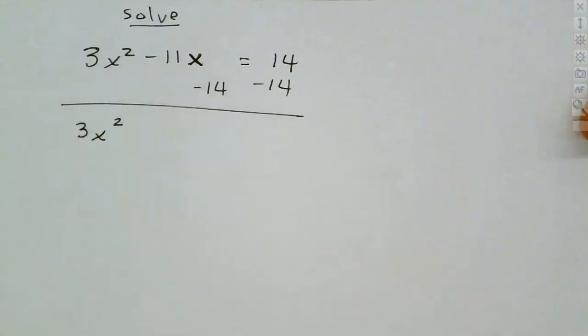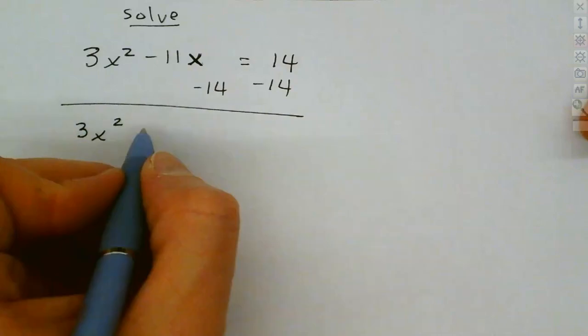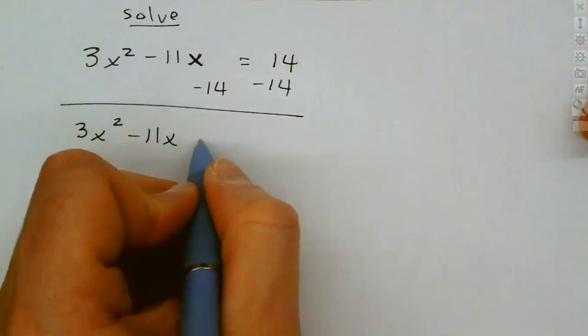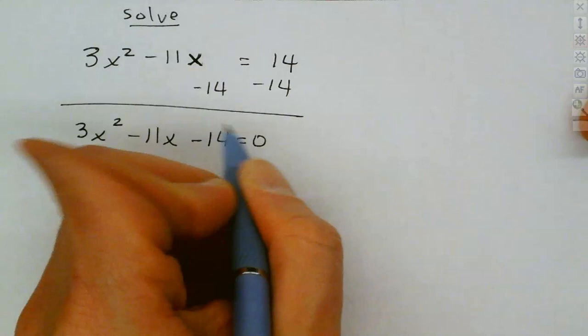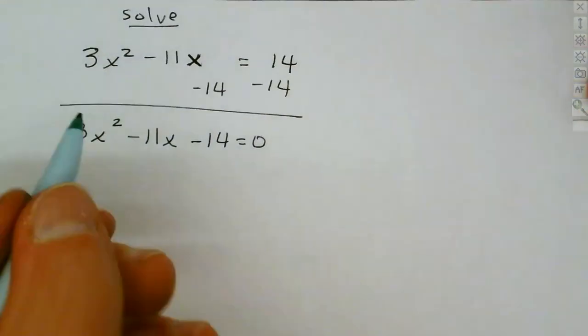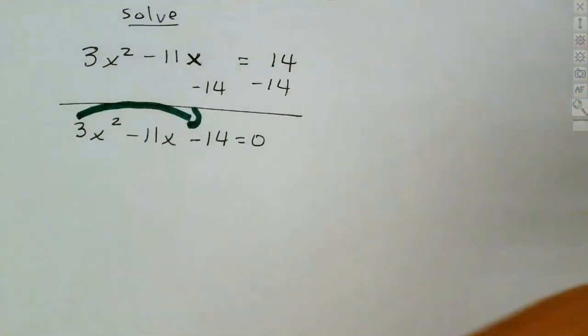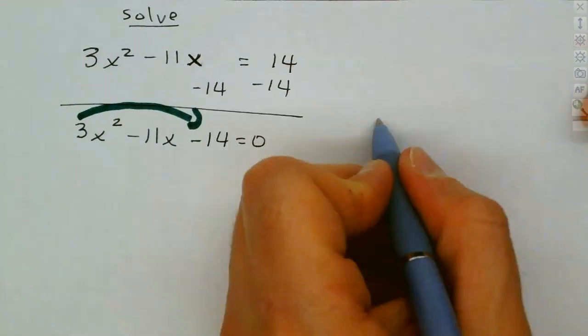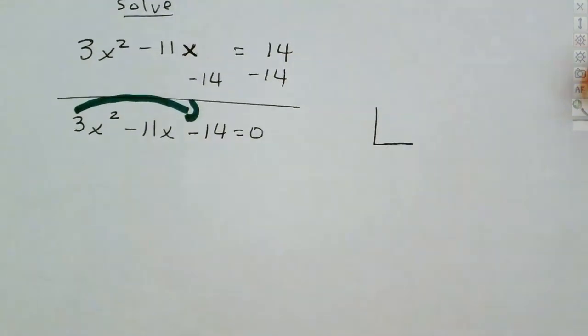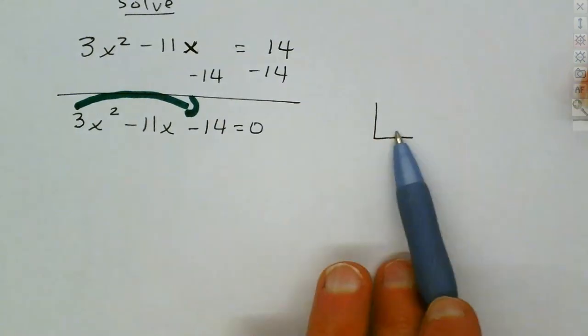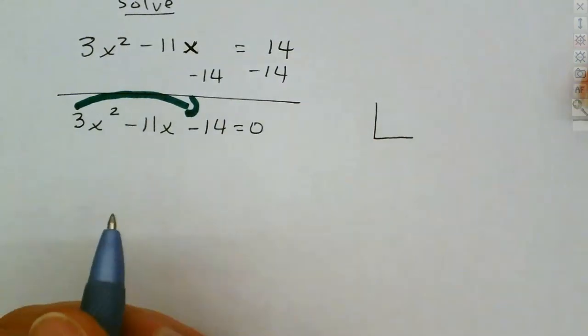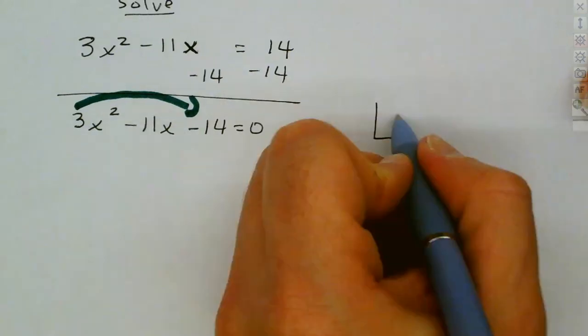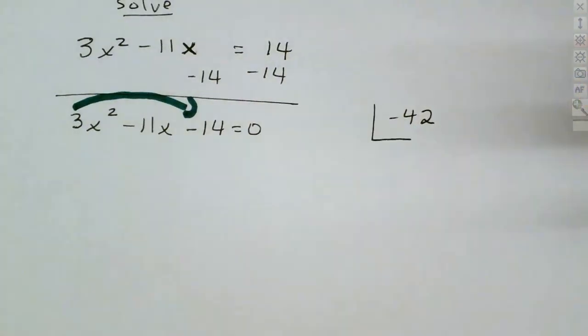And now we've got 3x squared. We've got a minus 11x. We've got a minus 14, and that equals 0. And I'm going to let you tell me what goes in each place. So what's going to go over here in this box? Can someone tell me? What goes here? Okay, minus 42, isn't it? Right? Because 3 times that negative 14, that makes it a minus 42.